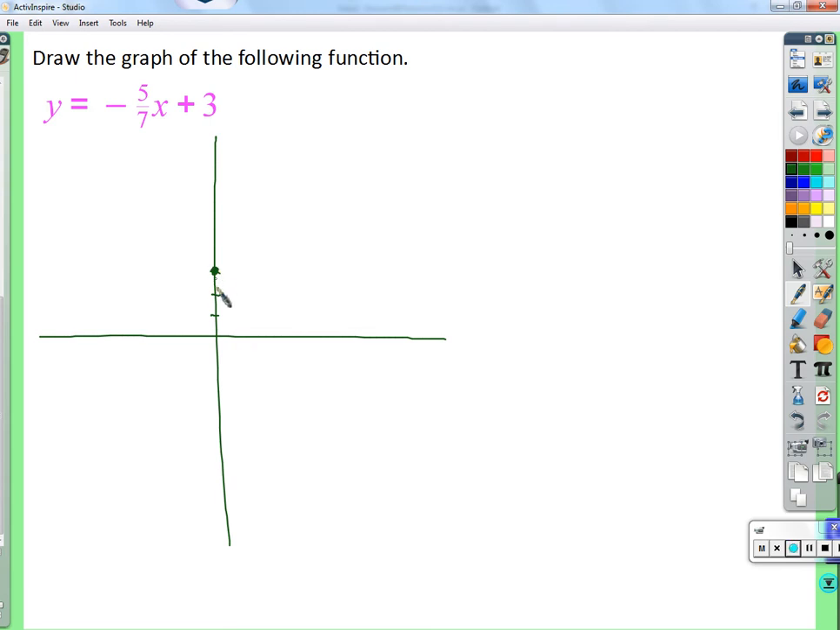So we'll go ahead and use the slope. 1, 2, 3, 4, 5, and over 7. So the next point would be right there.